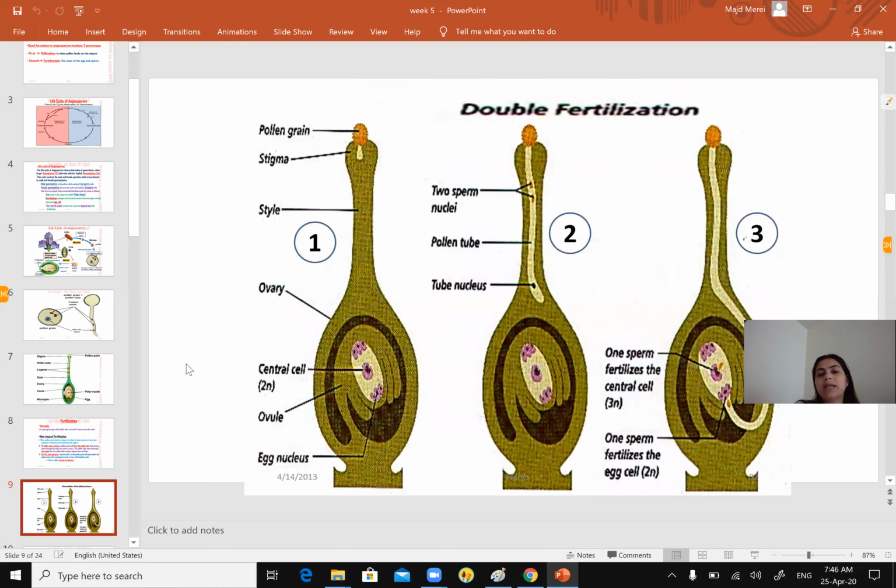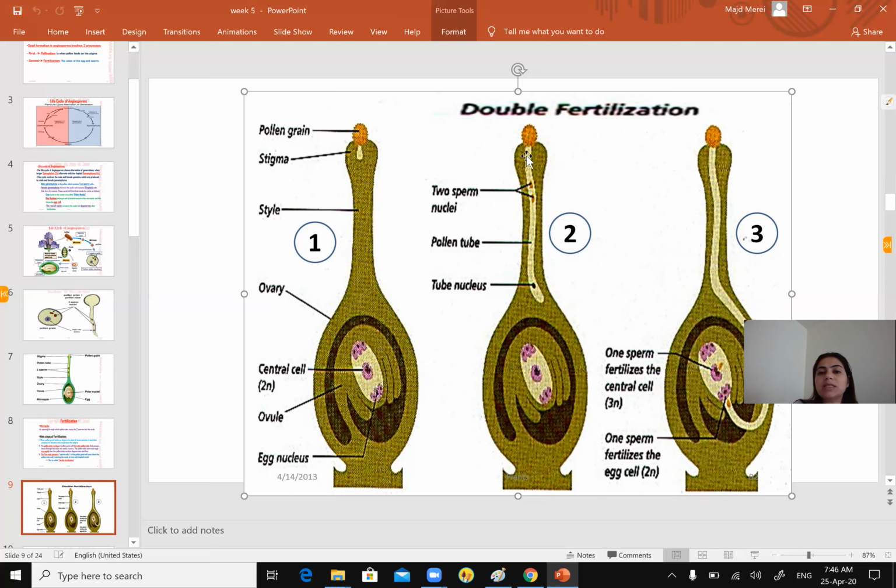So let's go through this slide again. It's the first stage. The pollen grain lands on the stigma. This is pollination. Now what is happening after pollination? Double fertilization. The first step in double fertilization is that the pollen grain secretes enzymes. This will break the stigma and the pollen will enter. Once it enters the style, what will start to happen? The pollen tube nucleus, it is named pollen tube nucleus because it will form the pollen tube. So notice now in the second step, the formation of the pollen tube, the pollen tube will carry these two sperms to the ovule. It will enter from where? It will enter from the micropyle.